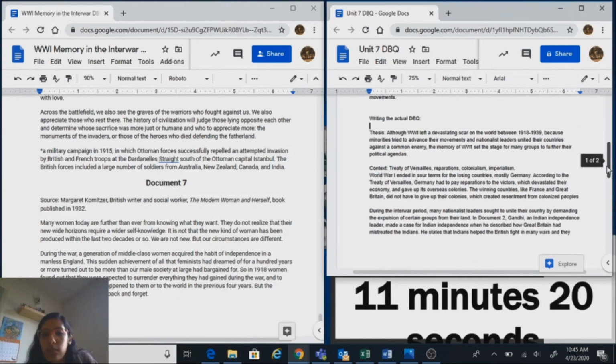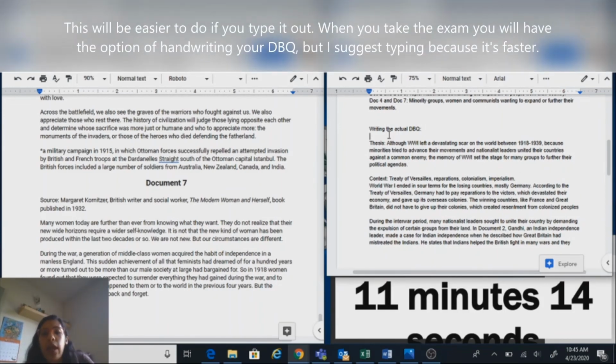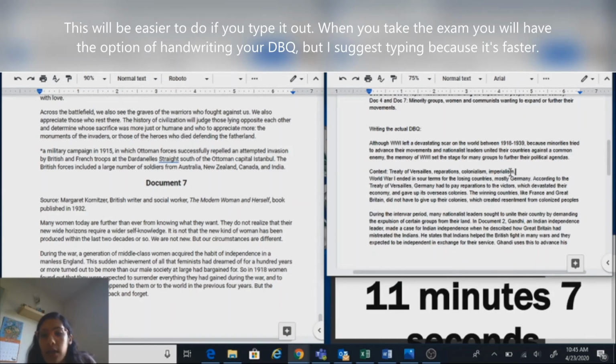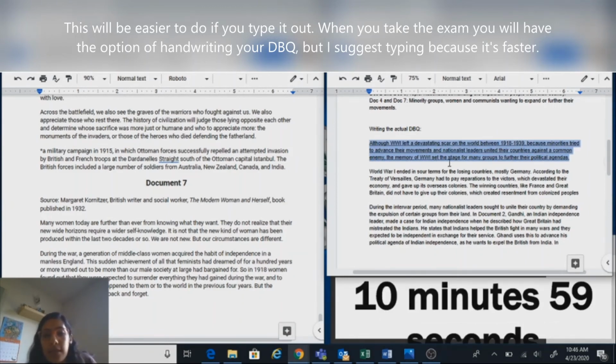Okay, so now that I've written the bulk of my DBQ, I'm just editing it here, like adding some outside evidence to some parts. I'm also kind of erasing some parts. I would recommend underlining your thesis statement so that the grader knows that this is your thesis statement. This is what you're arguing.